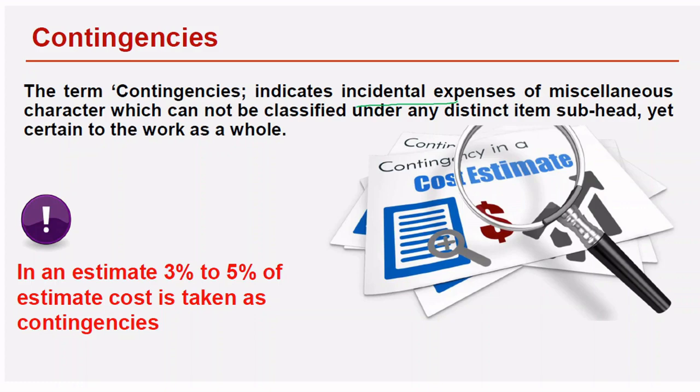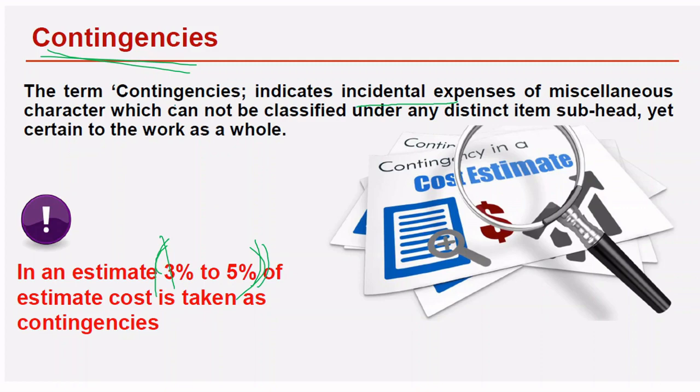Subhead, yet certain to work as a whole. In an estimate, 3 to 5% is taken. So in a contingency, by separate items of work in contingencies, we are taking 3 to 5% in the rate analysis. In the rate analysis part, we are taking 3 to 5% as contingencies only.